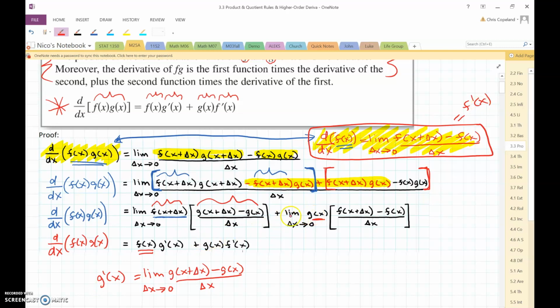Plus, okay, if I take the limit of this g of x as delta x goes to 0, since there's no g of x in the function g of x, this would just end up being g of x. And then when I take the limit of f of x plus delta x minus f of x all over delta x, as delta x goes to 0, this is the definition of the derivative of f of x. So this is stating the rule. That's the proof.